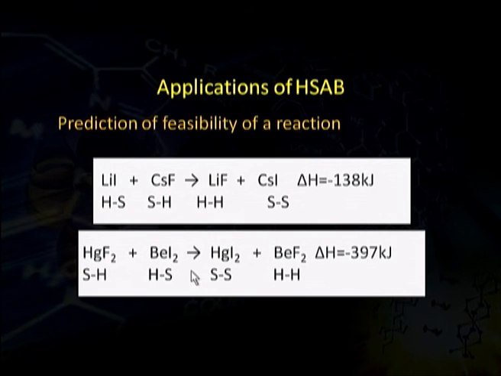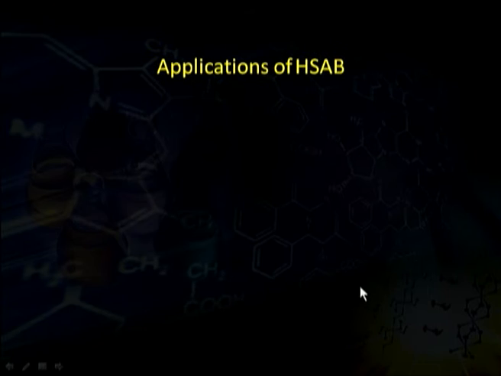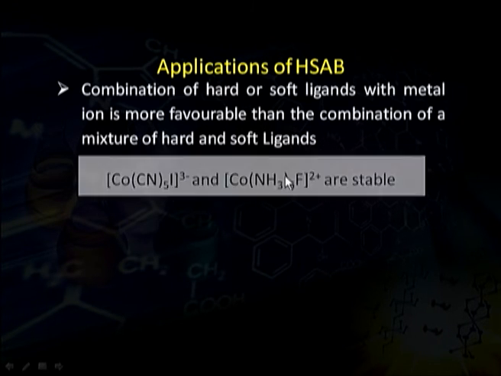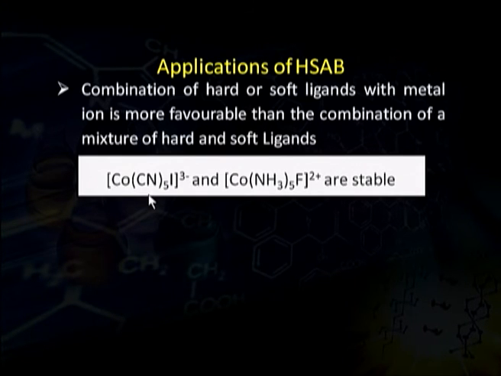So, this reaction we can easily say is a feasible reaction, as is also understood from its delta H value, which is again negative. A combination of hard and hard, or soft and soft ligands with metal ions is more favorable than a mixture of hard and soft ligands. This means if a metal ion is attached to two different ligands and both of them are hard or both of them are soft, the complex would be more stable. But if one of them is hard and the other is soft, the complex would be unstable.